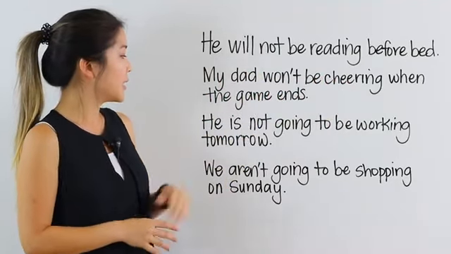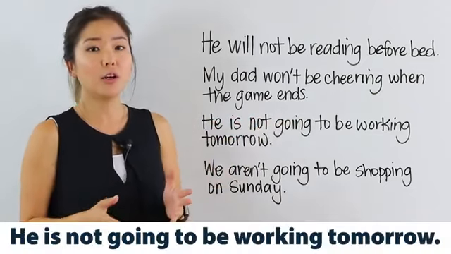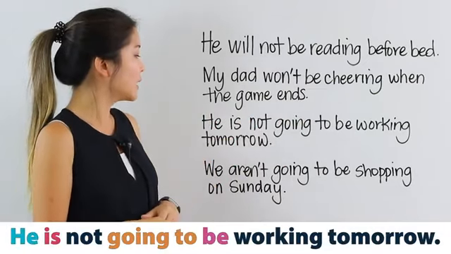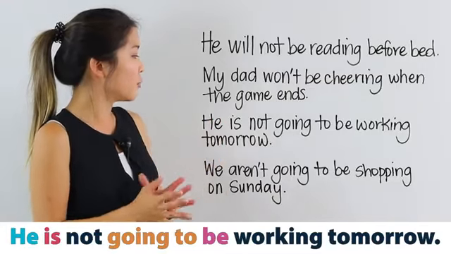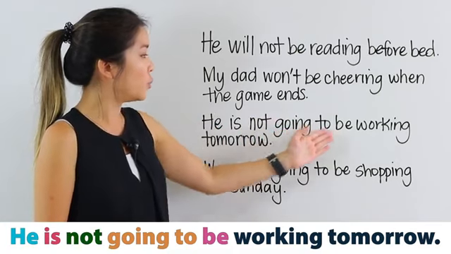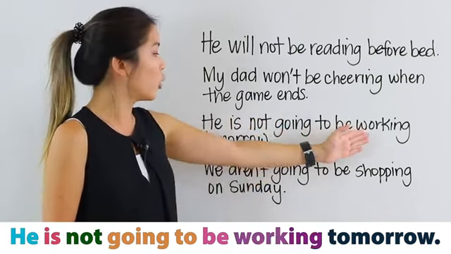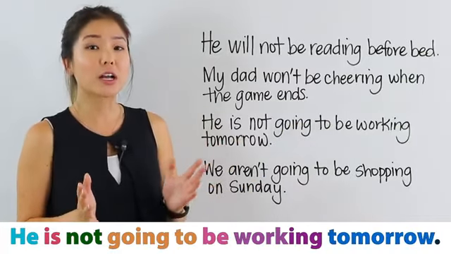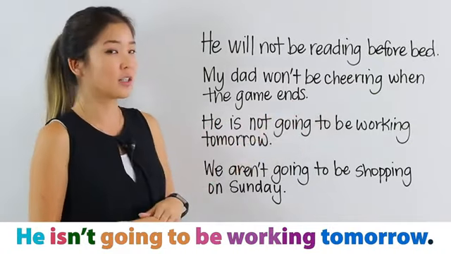The next sentence says, he is not going to be working tomorrow. Here we have the be going to be. So he is the subject, and so we use the be verb is. After the be verb, we say not. He is not going to be, verb ing. He is not going to be working tomorrow. Remember, we can also use a contraction here and say he isn't going to be working tomorrow.